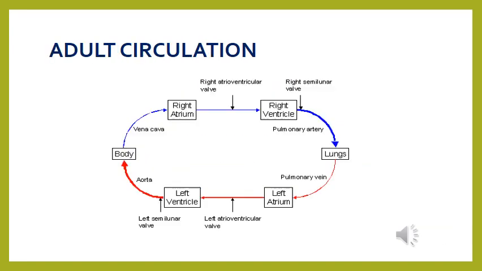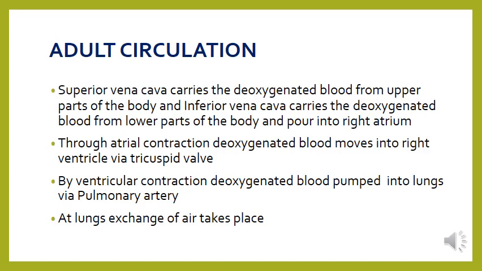Now we see the adult circulation. The superior vena cava carries deoxygenated blood from the upper part of the body, and at the same time the inferior vena cava carries deoxygenated blood from the lower part of the body and conveys it to the right atrium. By atrial contraction, deoxygenated blood moves to the right ventricle via the tricuspid valve. By ventricular contraction, deoxygenated blood is pumped into the lungs via the pulmonary artery.